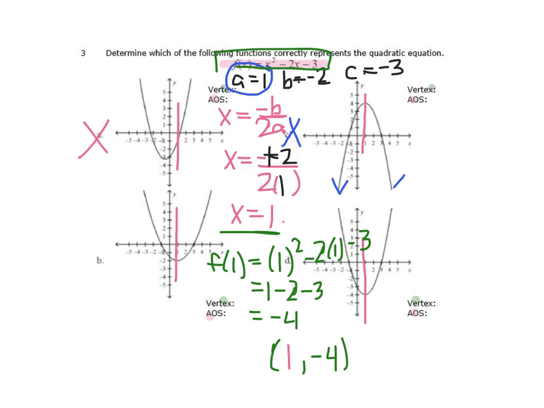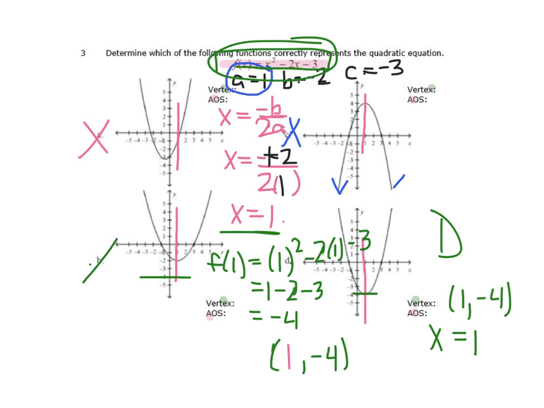So between B and D, I'm looking to see which one has a negative 4. See, it's not B. Here, it is at negative 4. So my answer is D, because my vertex is 1, negative 4, and my axis of symmetry is x equals 1, which matches the equation. This is one you could have just gone, type this into your calculator and gotten the match the graph instead of doing the work.